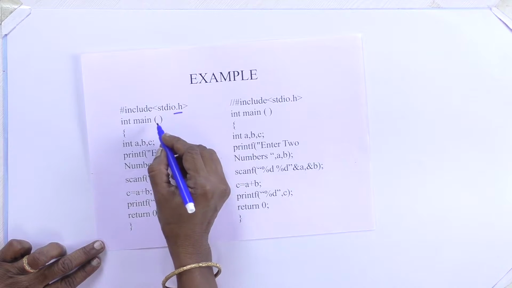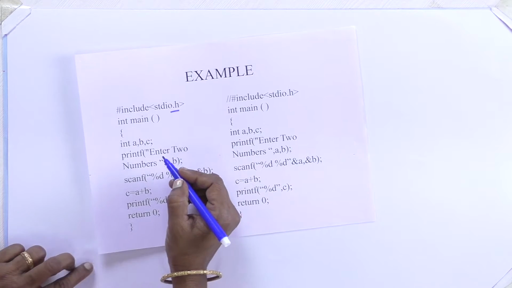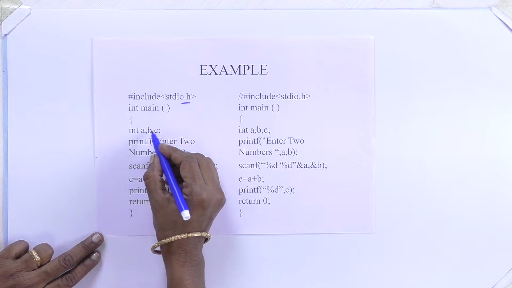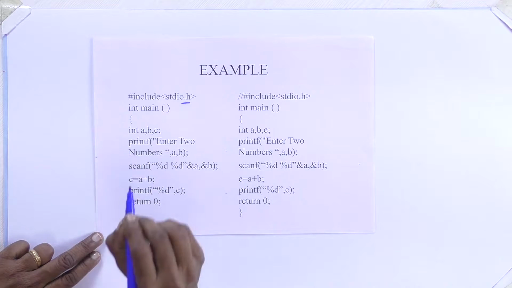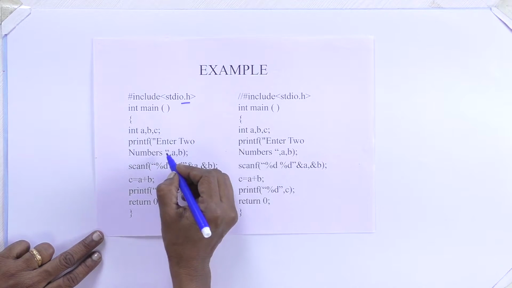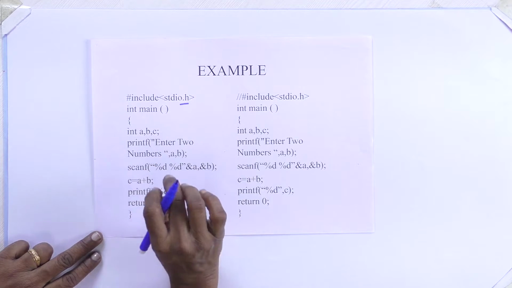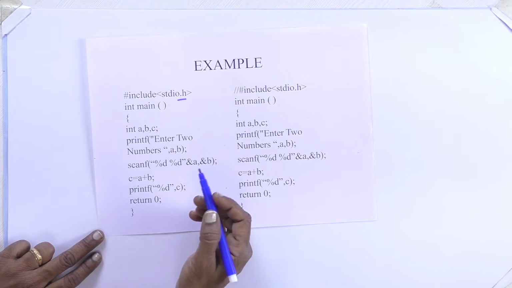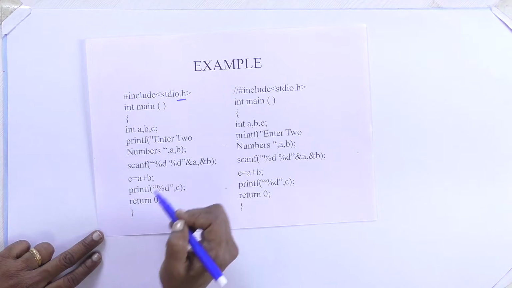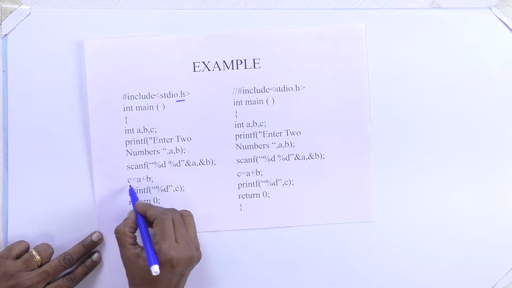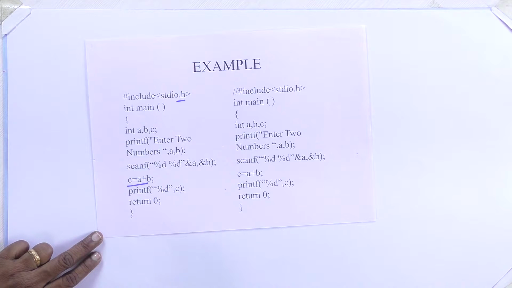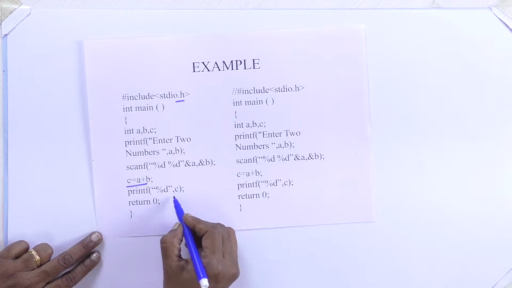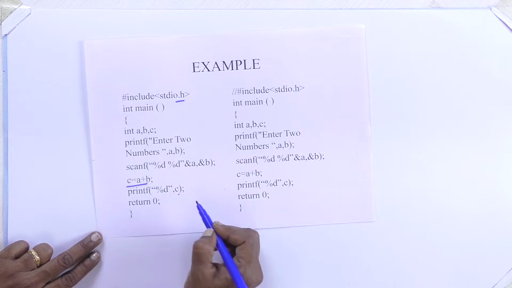Now I have declared a main function. In the main function, I have declared three variables in the int: a, b and c. So printf, enter two numbers. I have declared my variables there. Now I'm going to get the input for a and b, then summate and put the value in c. Then I print the result that is stored in c.